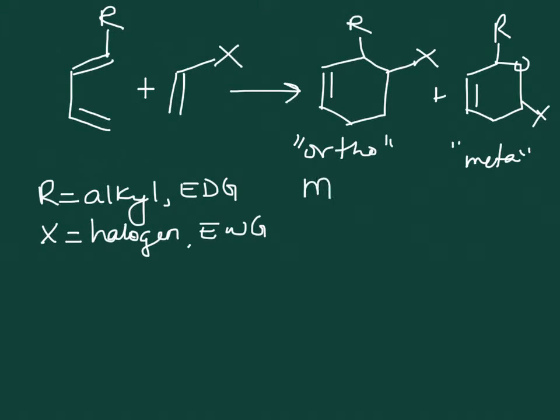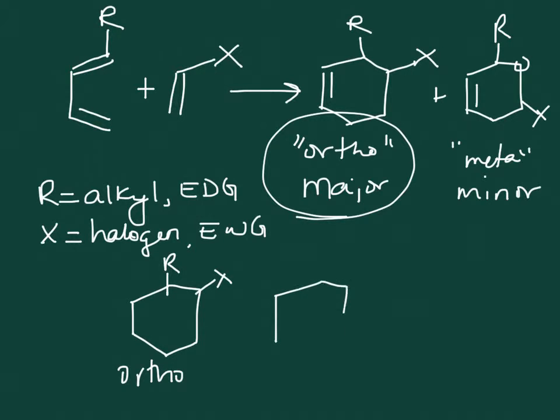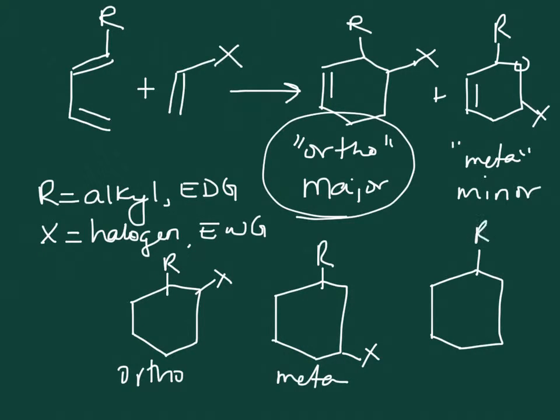Now it turns out that the ortho arrangement is the major product, and the meta arrangement is the minor product. And so we're going to look at why this is the case. Okay, so just to go through this, different arrangements when we have a six-membered ring. Here, R and X are ortho. Here, R and X are meta. And here, R and X are para. So we have a 1-2 relationship, a 1-3 relationship, and a 1-4 relationship.